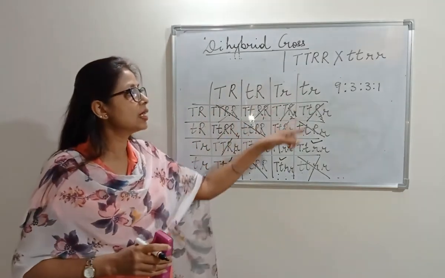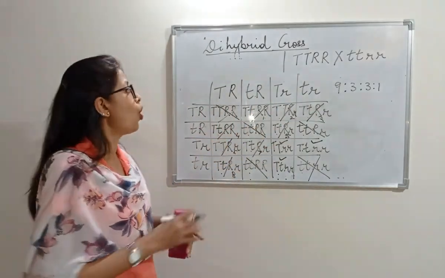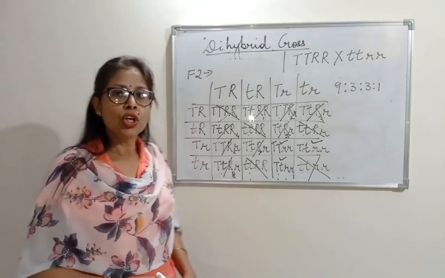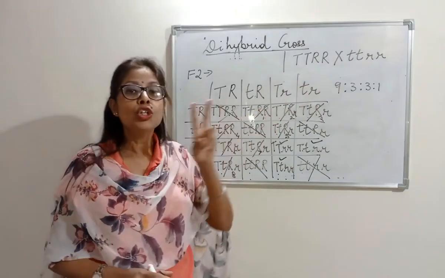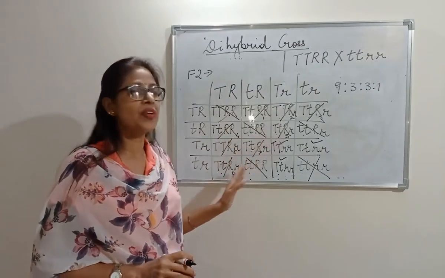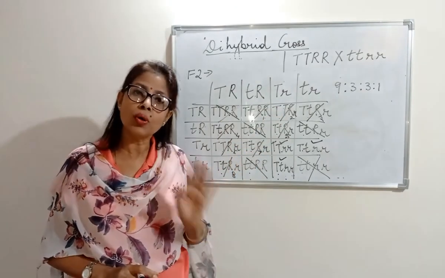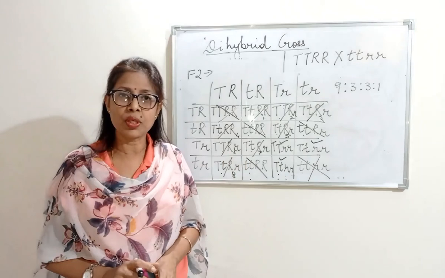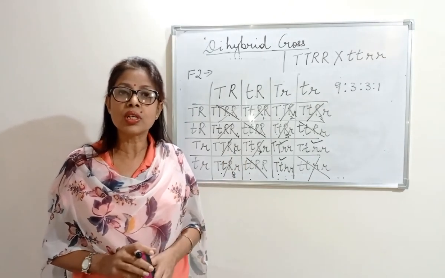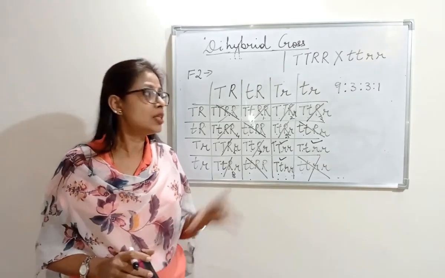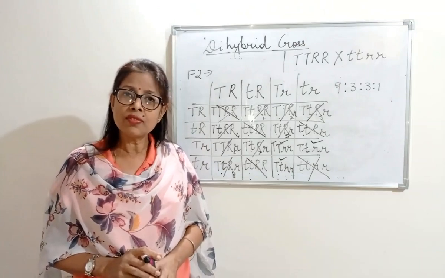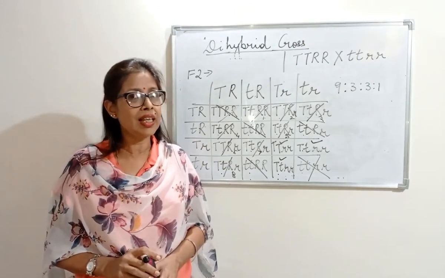9:3:3:1. This is the phenotypic ratio of F2 generation in dihybrid cross, where we have taken two characters into consideration. If you do it this way, you can solve all the questions that are asked from here. You don't have to learn any law, or you don't have to just rote learn it. You can easily do it by solving it in the Punnett square. Still, if you have doubt, you can write to me and I'll get back to you.